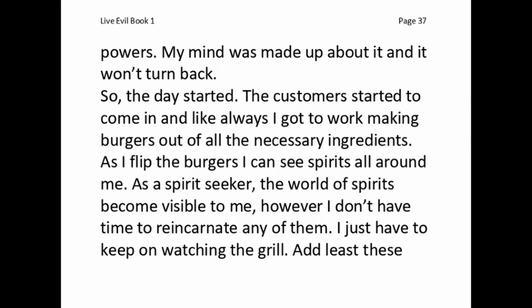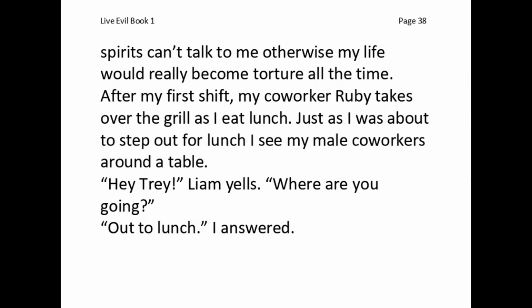So the day started. The customers started to come in and, like always, I got to work making burgers out of all the necessary ingredients. As I flip the burgers, I can see spirits all around me. As a spirit seeker, the world of spirits becomes visible to me. However, I don't have time to reincarnate any of them. I just have to keep on watching the grill. At least these spirits can't talk to me, otherwise my life would really become torture all the time.